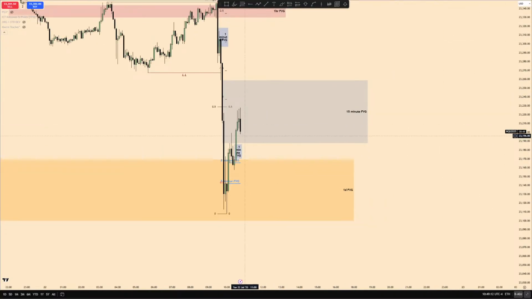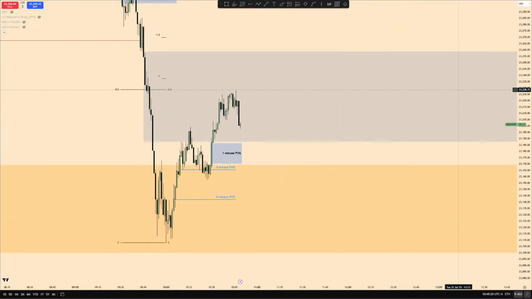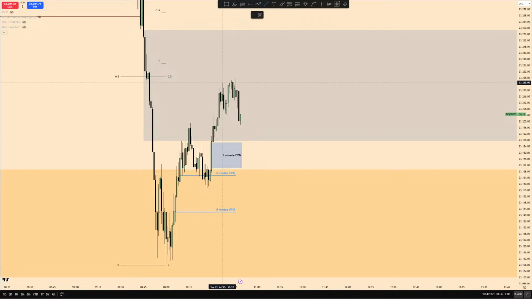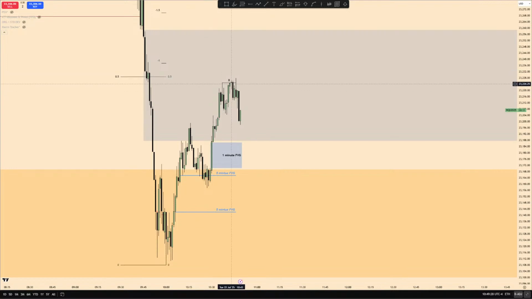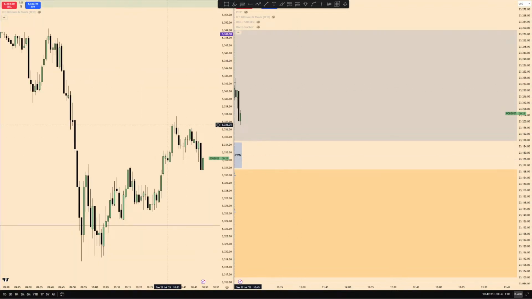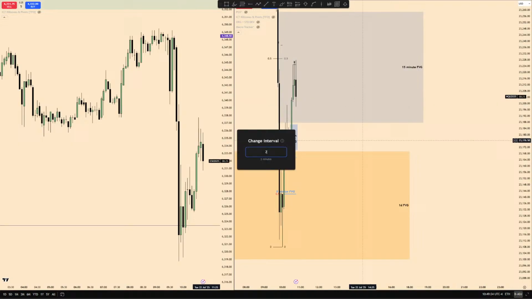So we're watching this 5 minute imbalance here. Since we've now traded to the premium 5 minute, or above the consequent encroachment of the 15 minute, we then get an internal sweep there. So we've got a fair value gap, we got the internal sweep, and then we need the entry, which would be a 5 minute inversion potentially.